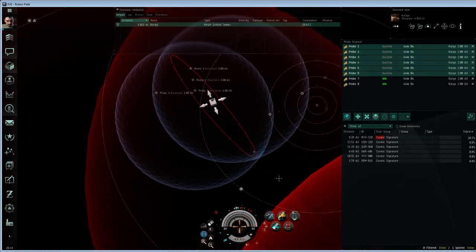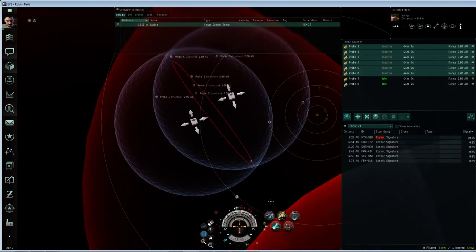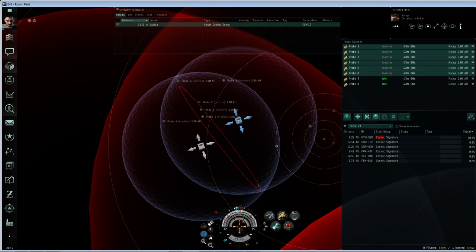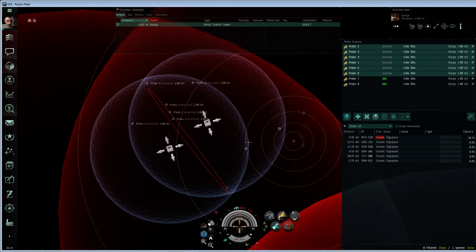Okay, so these are the two probes that hit it. Now let's just say, well, that's actually pretty close to it. Both of these are saying it's 1.8 AUs away. So this one's saying it's 1.8 AUs away.